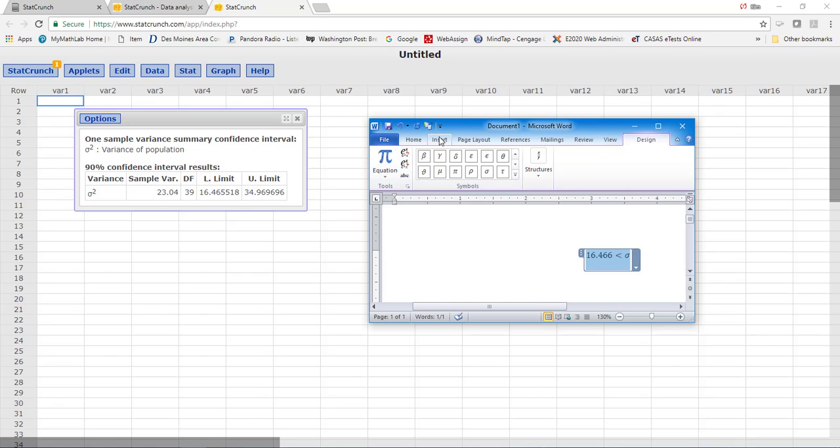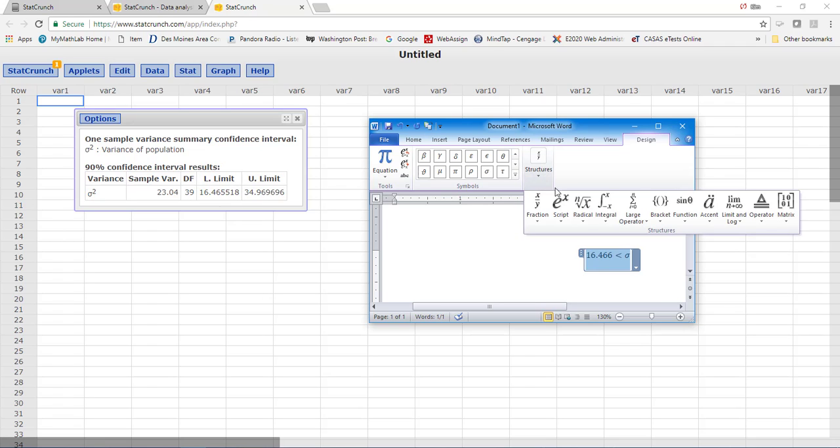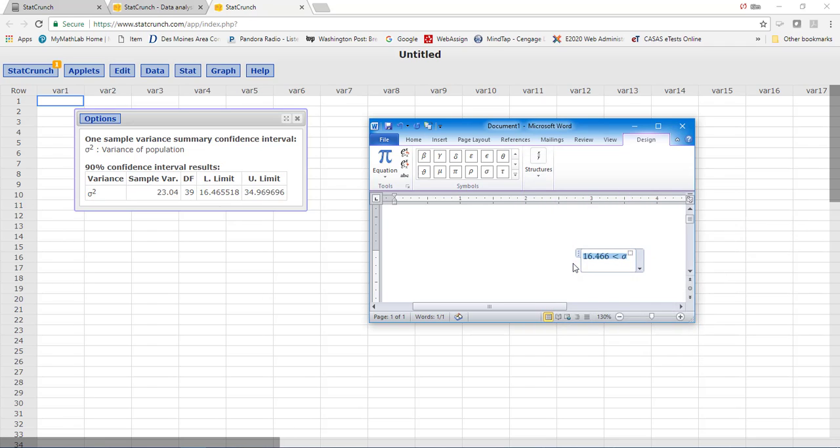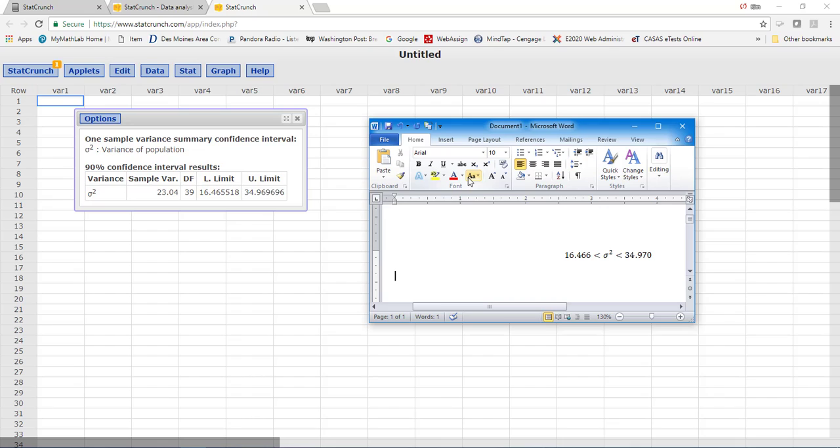That isn't what I wanted to do. Structures, a script. And so I want to do that squared, and then I want to do another less than, and then my other number will be 34.970. Well, we don't want to know what it is for the variance. We want to know what it is for the standard deviation. So we need to take the square root of all that.